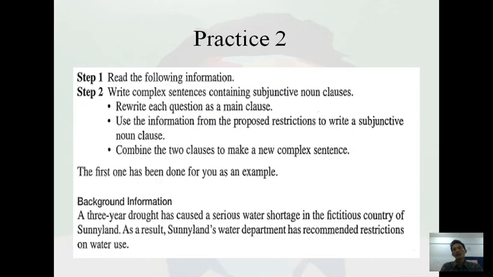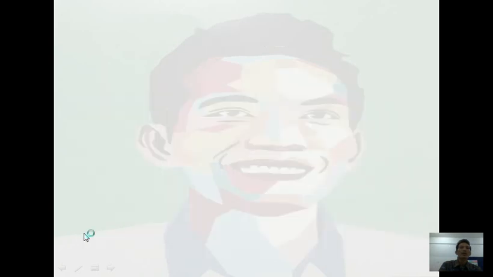Okay, try to practice too here. Please write the steps of how to do the practice. Step 1: read the following information, write complex sentences containing subjunctive noun clauses, and rewrite. Okay, read the background information first. A three-year drought has caused a serious water shortage in the country of Sunnyland.